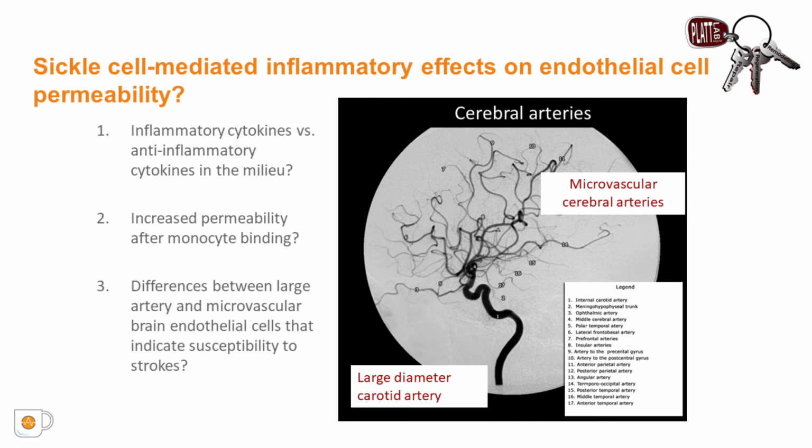But in the microvascular cerebral arteries, where again the blood keeps branching and branching and branching, they also may be exposed to a different flow environment, and the endothelial cells there may also have different responses to these inflammatory cytokines. So we wanted to look in these two types of endothelial cells and see what are the roles of inflammatory cytokines on endothelial cell permeability. Can anti-inflammatory cytokines help? And is there increased permeability of these endothelial cell beds with the monocytes that we know are upregulated in people with sickle cell?